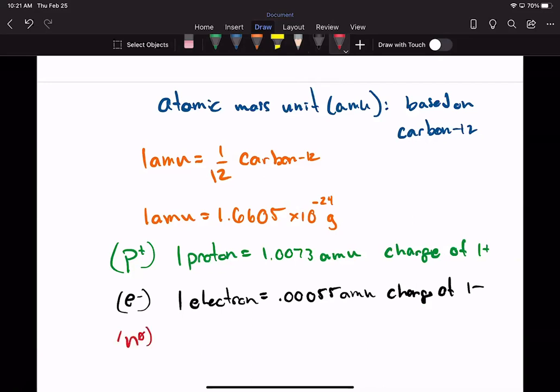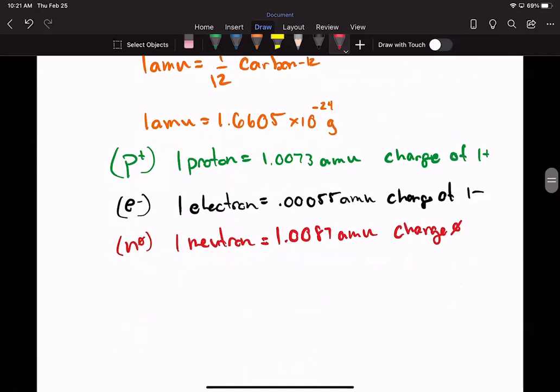And this is my shorthand for neutron. So 1 neutron weighs 1.00, just slightly heavier than a proton, AMU, and there is no charge associated with a neutron. But as far as AMU is concerned, we see that 1 proton is almost the same mass as 1 neutron. And that's what we should take away from this. Also, an electron is not just less than a proton and neutron, it is a lot less.